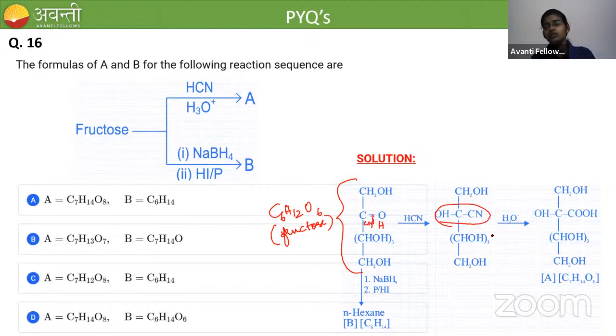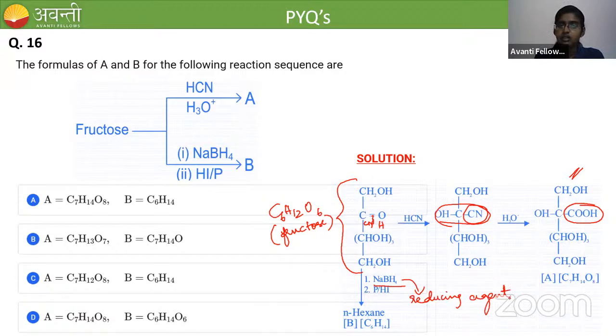During one of the questions I told you, cyanohydrin on hydrolysis forms carboxylic acid. The cyanide group will be converted to a COOH group. And this compound has the formula C7H14O8. This is compound A. And the same fructose on treatment with sodium borohydride. What is sodium borohydride? It is a reducing agent. But NaBH4 with HI and phosphorus, with hydrogen iodide, the 6-carbon containing molecule will be reduced to a 6-carbon containing alkane.